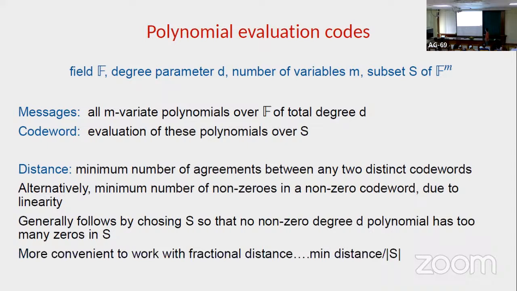And throughout this talk, when I say distance, I really mean fractional distance. So minimum distance divided by the size of the set S. So if I say distance 0.1, it means a 0.1 fraction of non-zeros on the set. So far, so good. Questions? So you say m is a constant? M is going to be a constant.